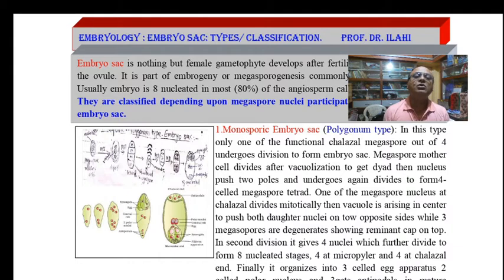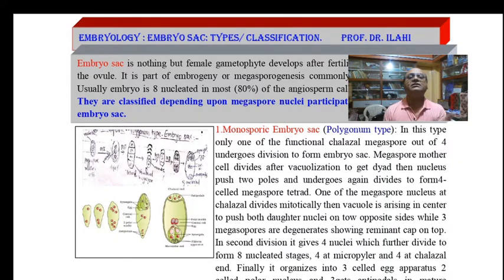We look at these 4 megaspores. The megaspore mother cell divides to form a dyad and then the tetrad, and out of these tetrads, one chalazal end cell becomes functional, and the remaining 3 cells at the micropylar end degenerate. The functional cell first divides to form 2 nucleated, then 4 nucleated, and finally 8 nucleated cells. The 2 nuclei first migrate towards the 2 poles.